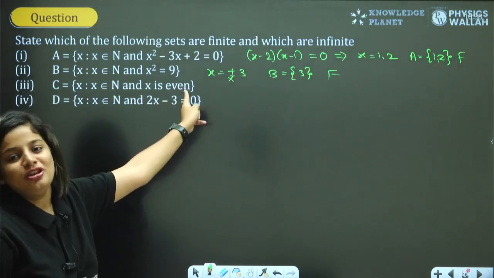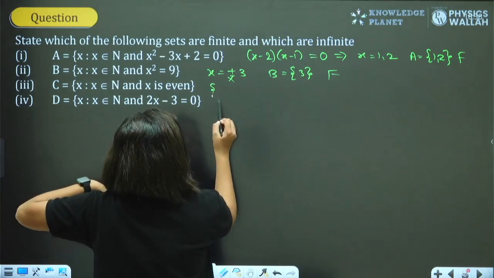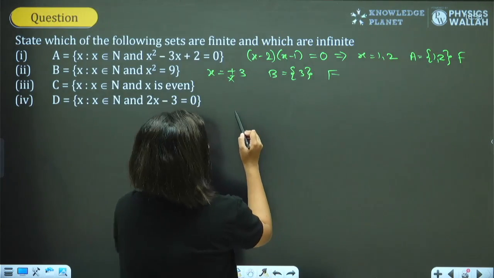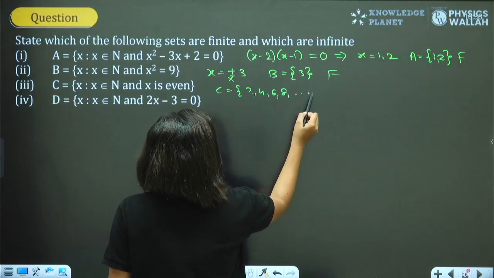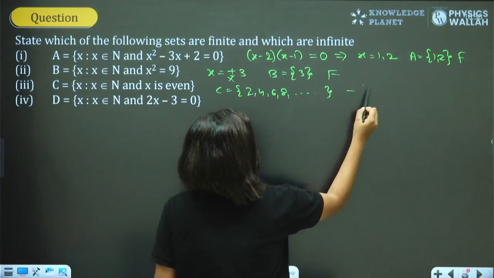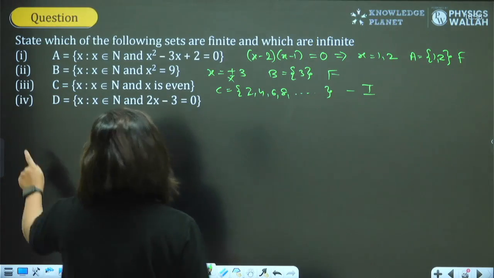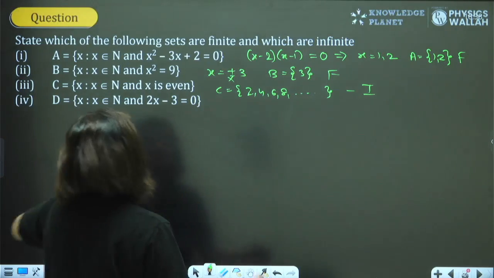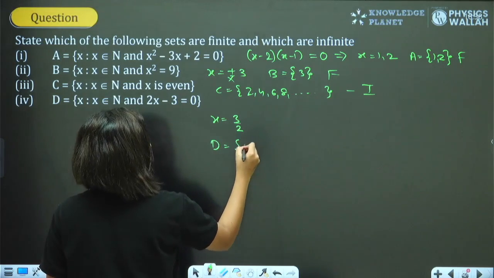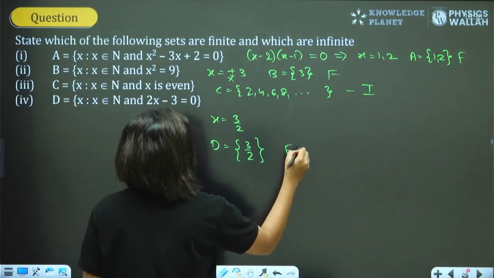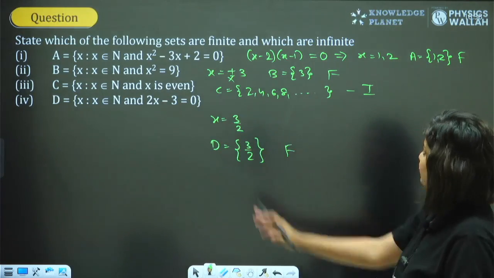x belongs to natural numbers and x is an even number. All the natural numbers which are even. Oh my god. This set C: 2, 4, 6, 8, that means it's an infinite set. Even natural numbers. Last one: x is a natural number, 2x minus 3 is 0. When we solve this, x is 3 by 2. That means set D has only one element. It's a singleton set. I can also qualify it as a finite set. So out of the 4, only 1 is infinite, 3 are finite.